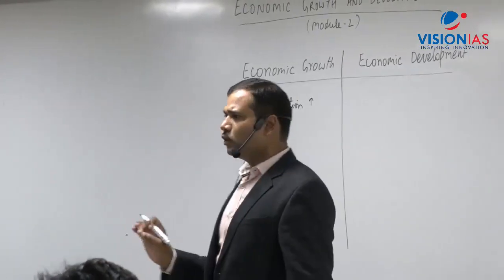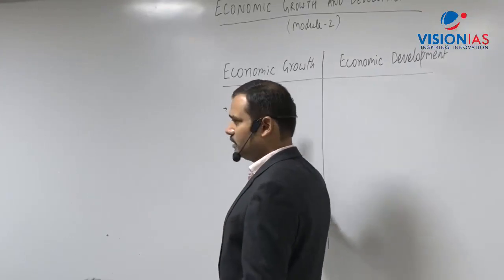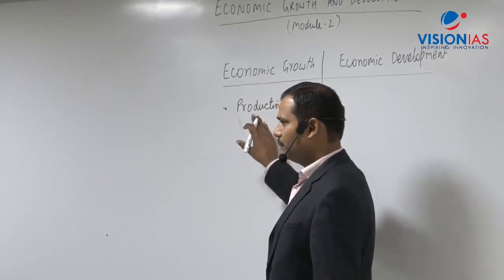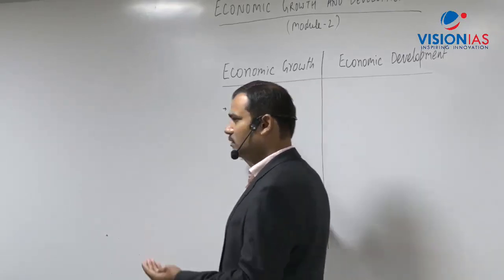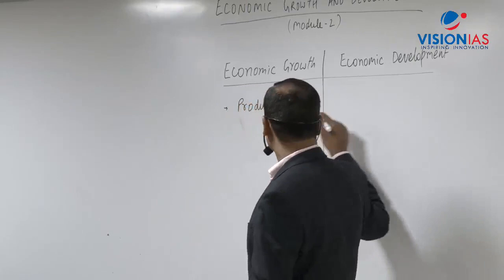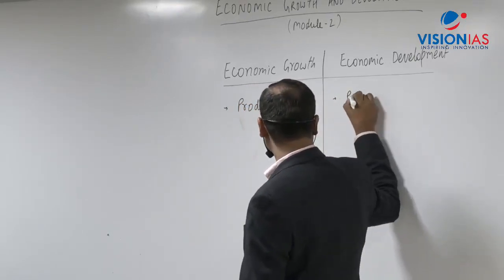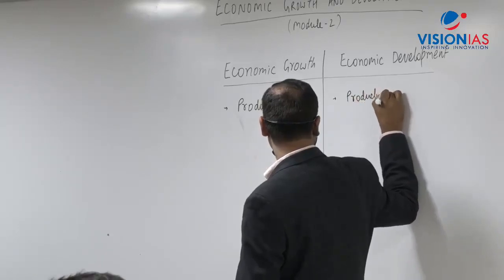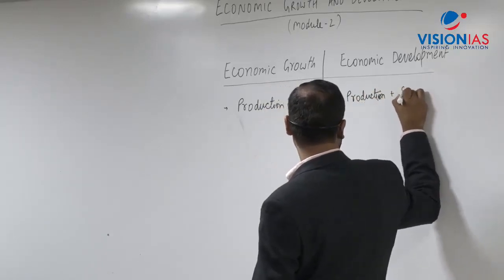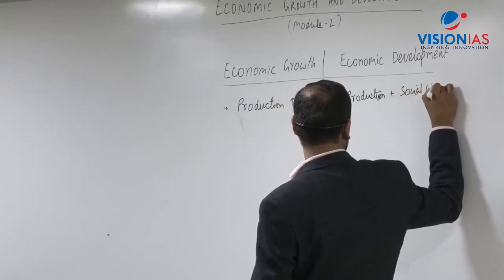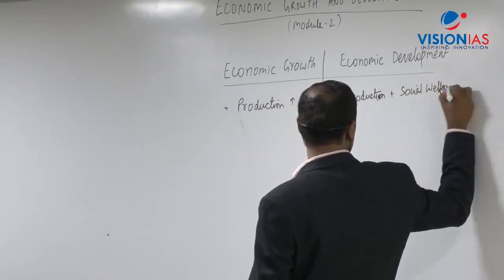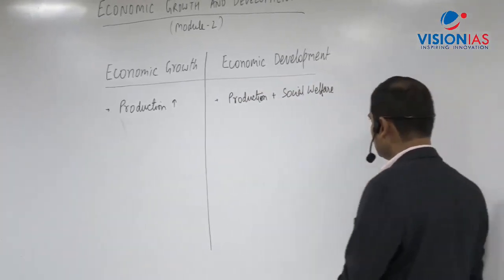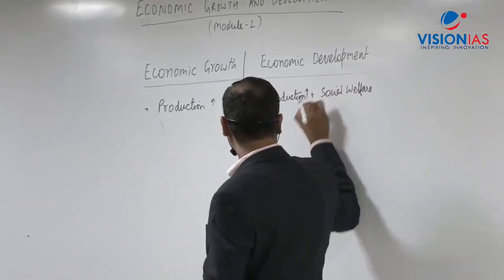So what is economic growth? The definition is very simple: increase in production. And obviously production of what? Goods and services. So simply production increase. It is the same as I have dictated. Similarly here, I have dictated broadly two words for this: production plus social welfare. So in the definition I have dictated this only.